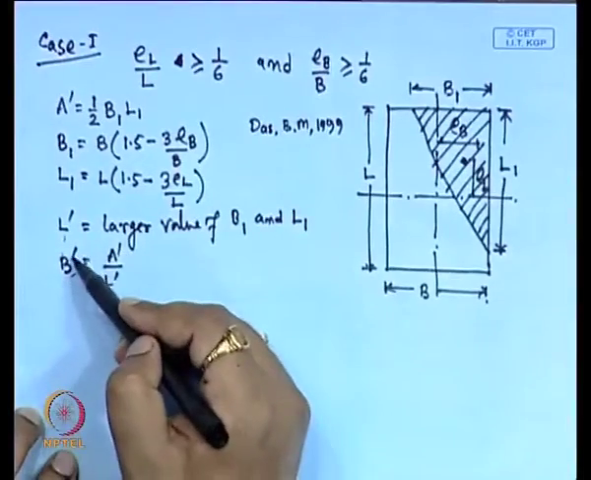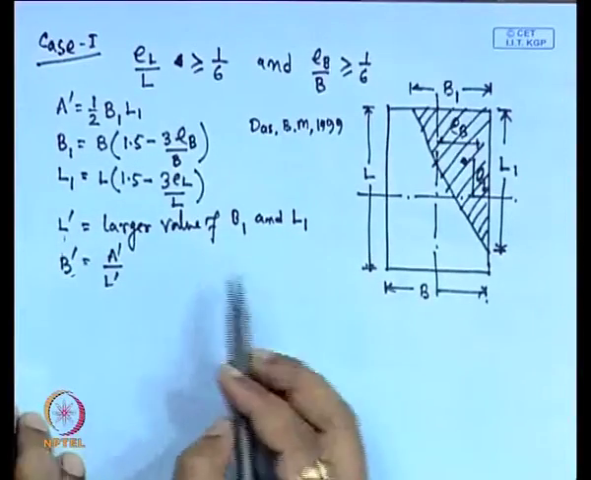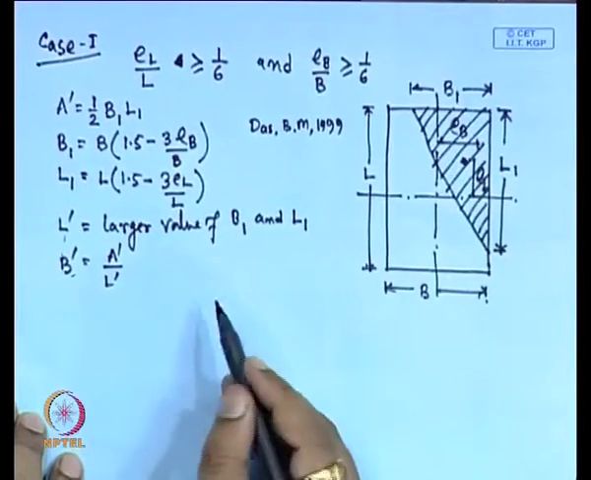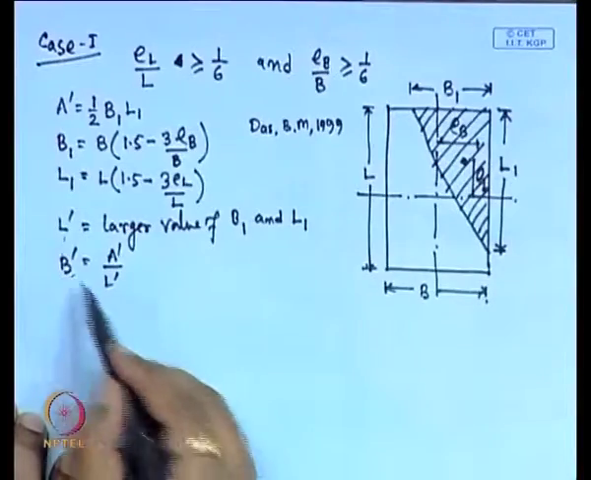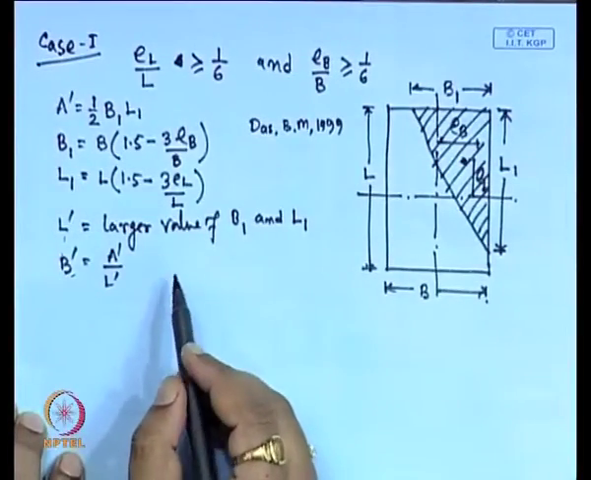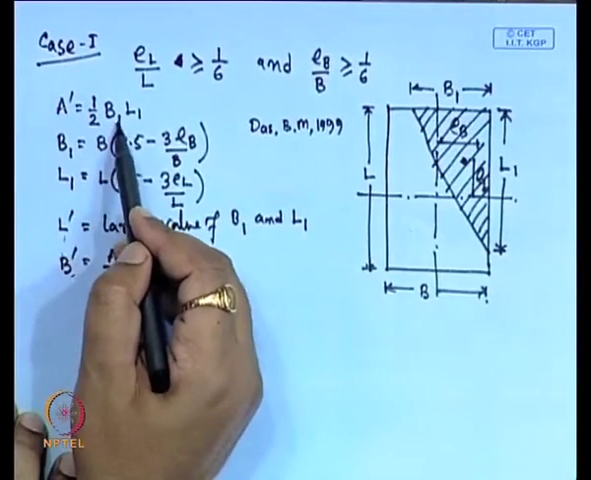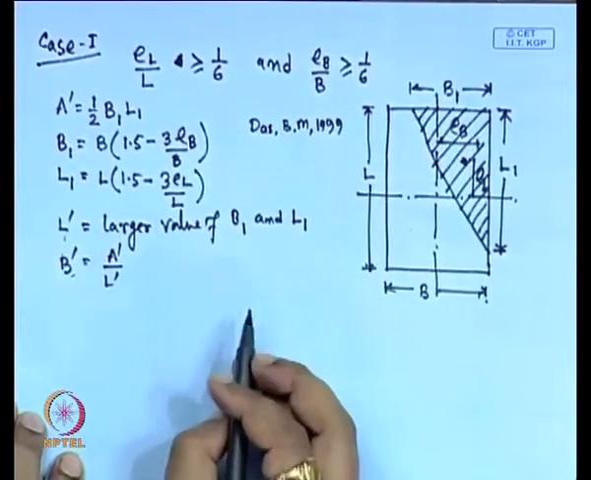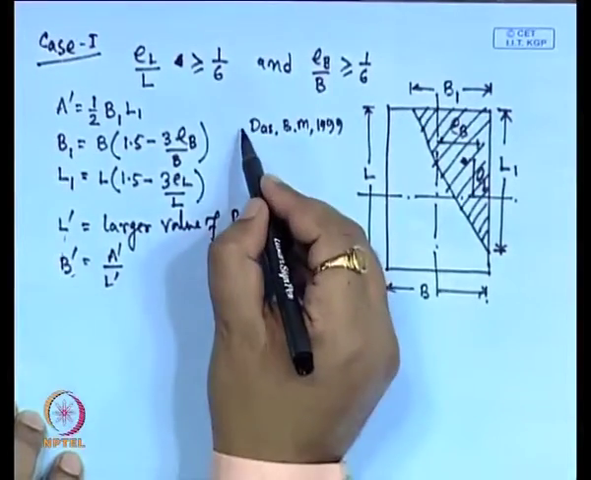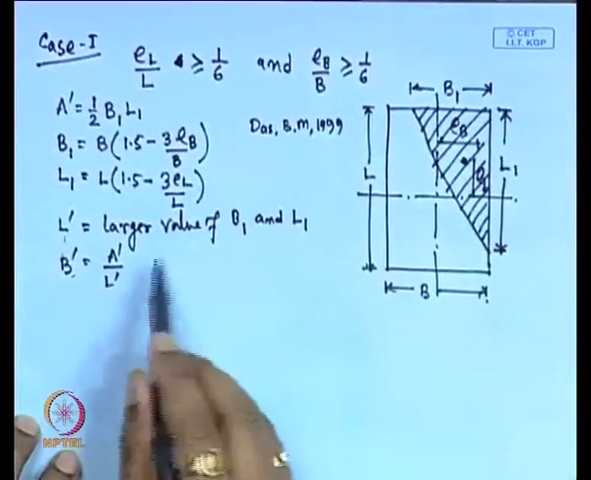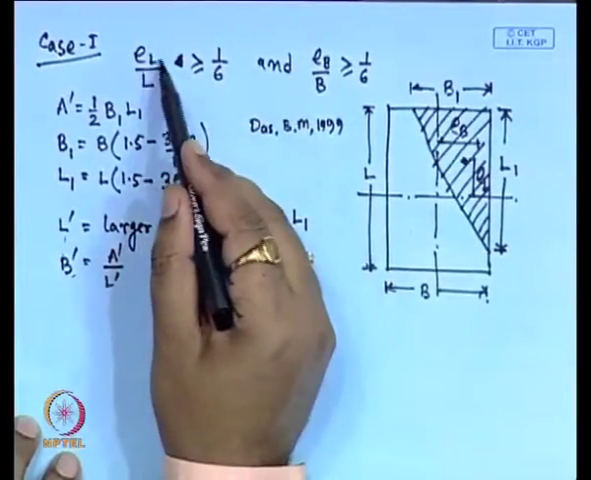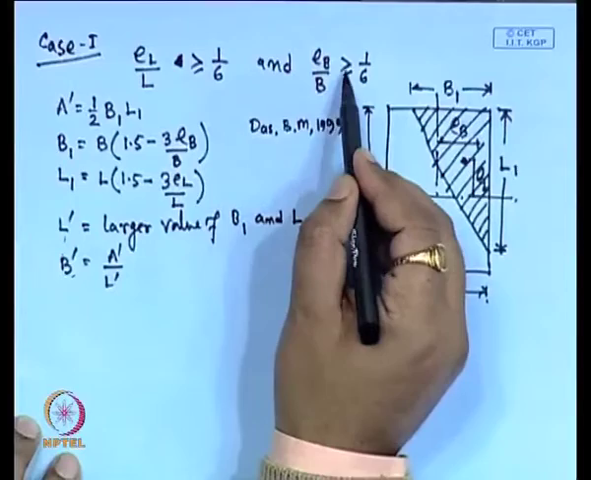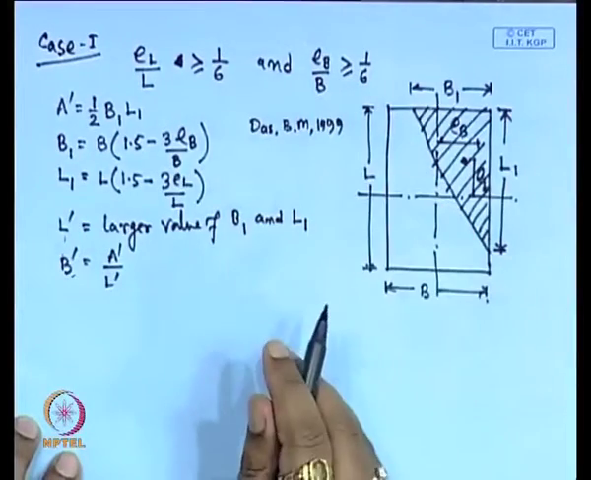Once we get B dash and L dash, we can use them to get the other factors, the bearing capacity factors or the shape factors, and then calculate the ultimate load carrying capacity of the foundation, with A dash as half into B1 into L1, and then we will get the total ultimate load that the foundation can take. So, this is one case, if E L divided by L is greater than or equal to 1 by 6 or E B divided by B is greater than or equal to 1 by 6.